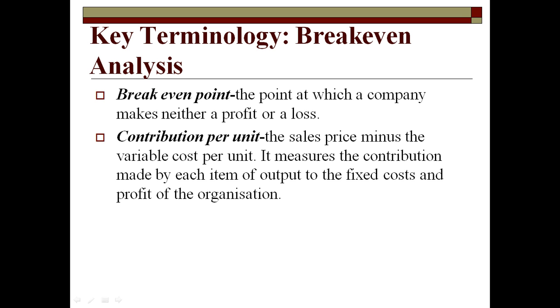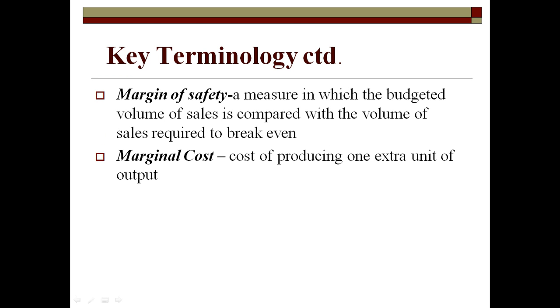Key terminology, break-even analysis. Break-even point: the point at which a company makes neither a profit nor a loss. Contribution per unit: the sale price minus the variable cost per unit. It measures the contribution made by each item of output to the fixed cost and profit of the organization. Margin of safety: a measure in which the budgeted volume of sales is compared with the volume of sales required to break even. Marginal cost: cost of producing one extra unit of output.